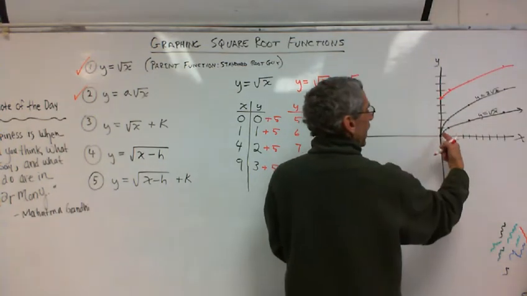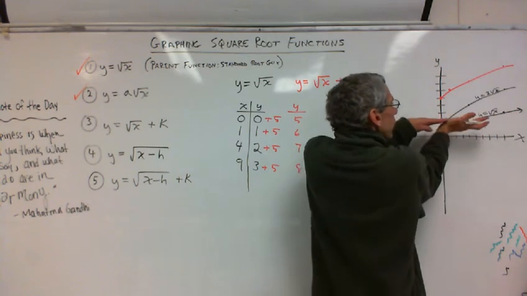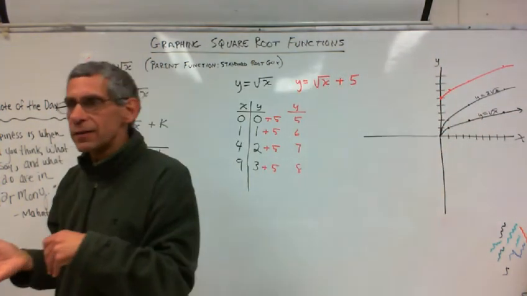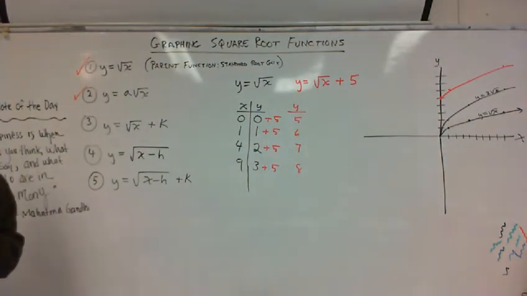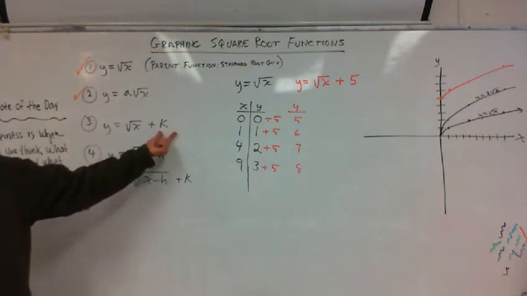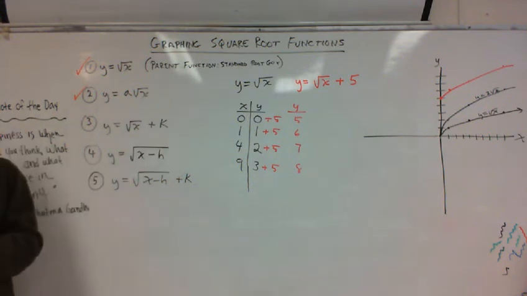It's going to be exactly the same as this one, just moved up 5. Does that make sense? Everything has been moved up 5. You get that? That's all the k is doing. It's moving it all up 5, the whole graph up 5.